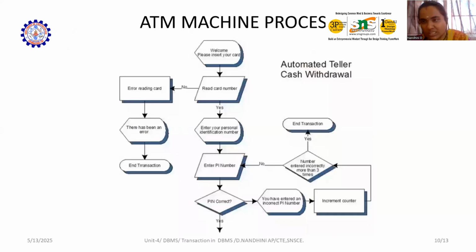In the ATM machine process, here is how an entity relationship diagram works. First, welcome, please insert your card. We are reading the card number. Next, if there is no error in reading the card, it asks us to enter our 4-digit PIN. Then it asks how much amount we need, and whether that amount is correct or not. If anything is wrong, it will show an error. If the transaction is completed with all the things that we have done, it will show an end transaction. If there has been any error, you must update it.